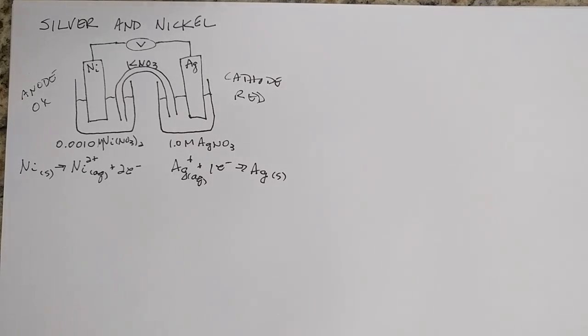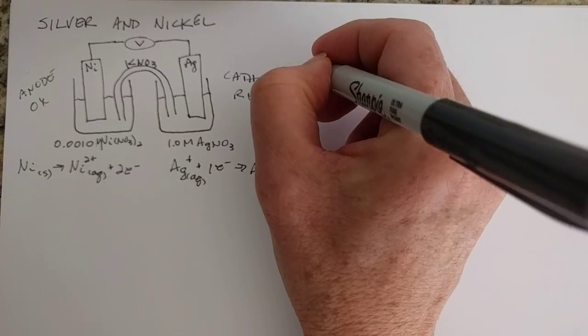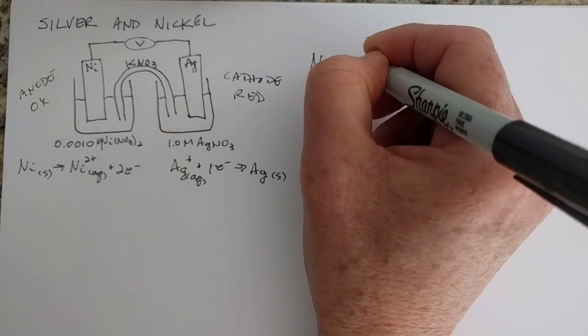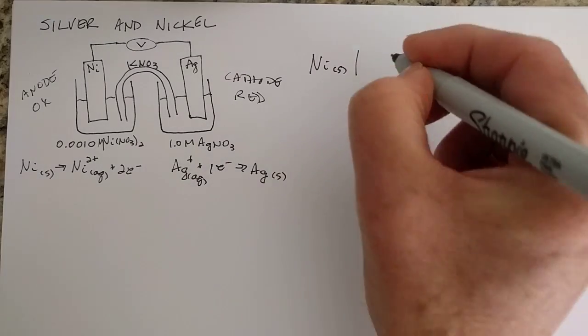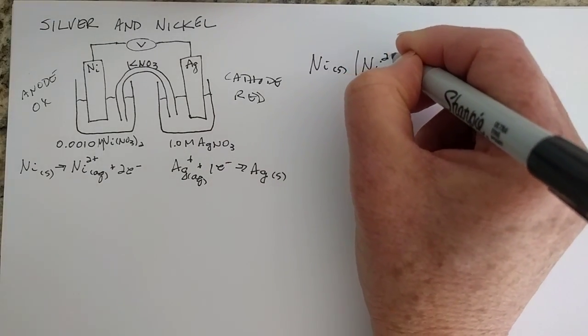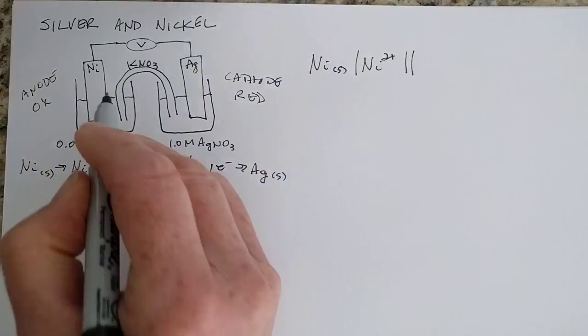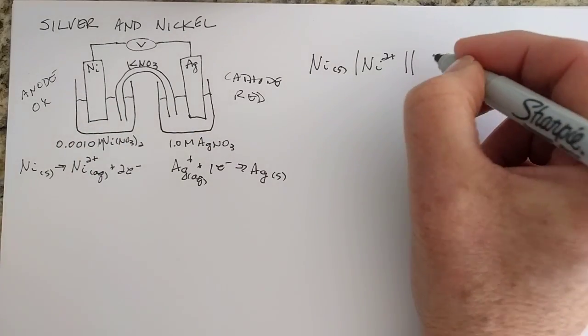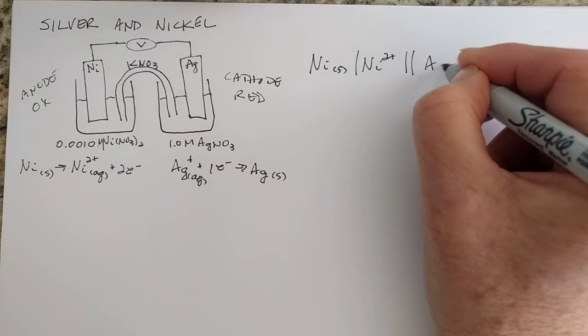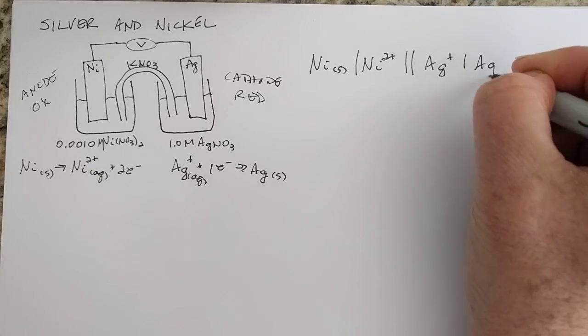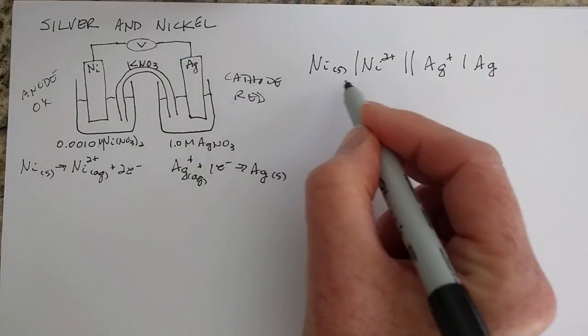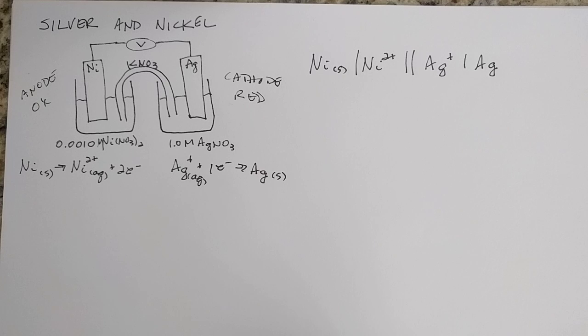All right, I don't know if I've mentioned this before, but there is a notation, it's called line notation, to describe a cell. You start out with your anode, so Ni solid, put a bar, and then what it is oxidized to, the Ni2+, then double bars, kind of like our salt bridge there, and then our Ag+ going to Ag. So this is the notation that describes that cell.